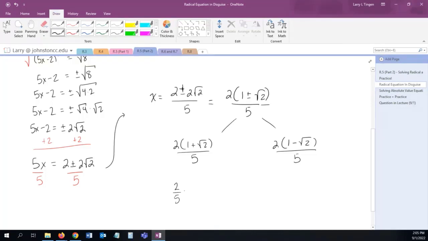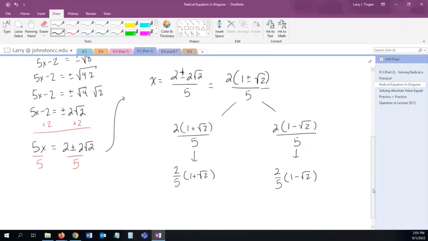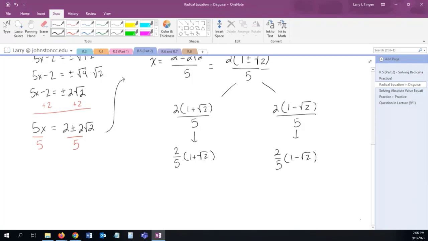Which can also be written as, these are the exact same numbers. I just want to show you how notation can make the same number look like different numbers. Okay. Then you have to check them. Checking that is a bit of a pain.